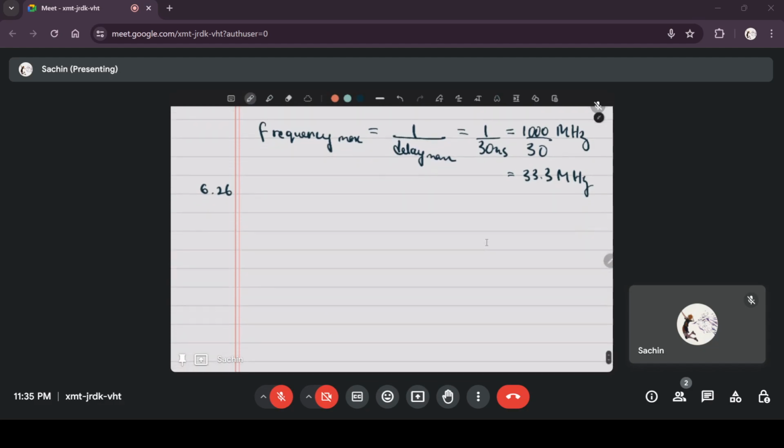6.26. A digital system has a clock generator that produces pulses at a frequency of 80 megahertz. Design a circuit that provides pulses with T equal to 50 nanoseconds.